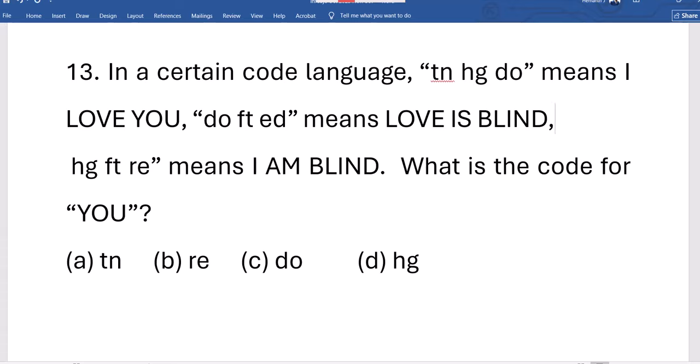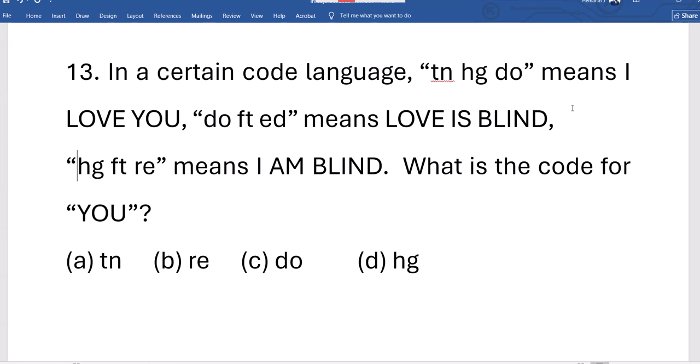I am not saying love is blind. I am blind. It's given in the question. Don't scold me for that. It is a statement given in the exam. No personal take.